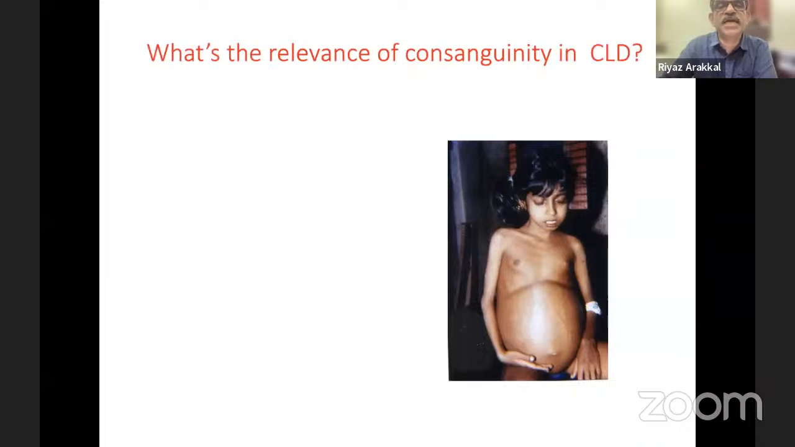Now, what's the relevance of consanguinity in this child? In a chronic liver disease, what's the relevance of consanguinity? Can somebody answer that? What's the relevance of consanguinity?